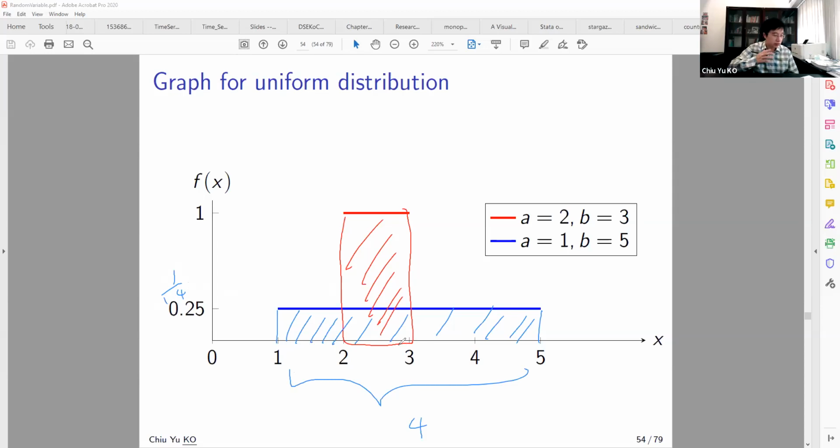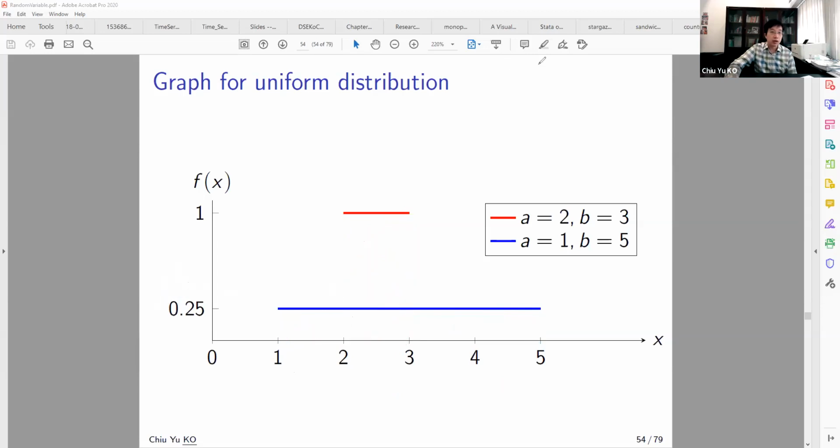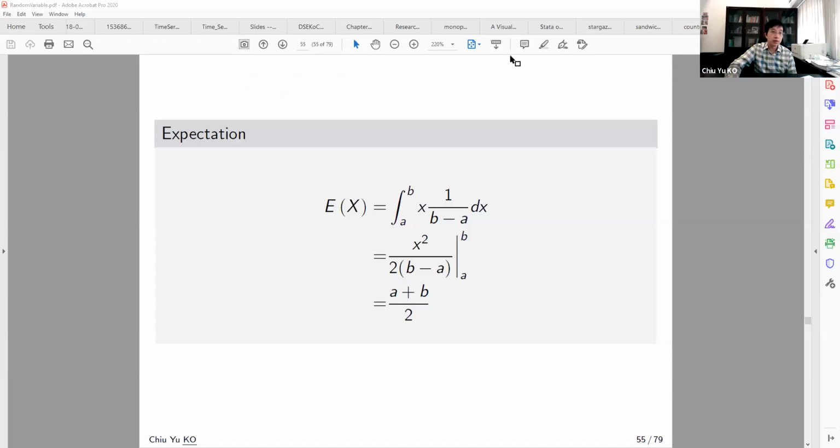So that's how you describe a continuous distribution. You give me the curve, and the area represents the probability, okay? This is a convenient way to describe a random variable that can assume a continuum of numbers, okay? So let me very quickly go to the proof.